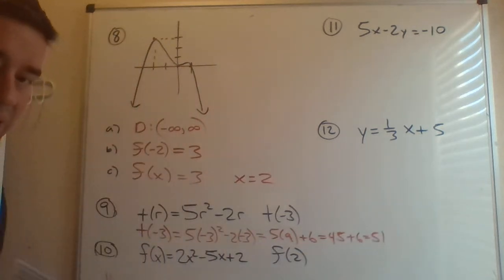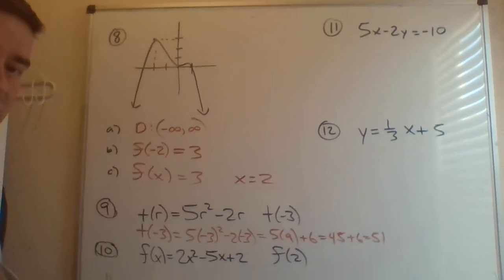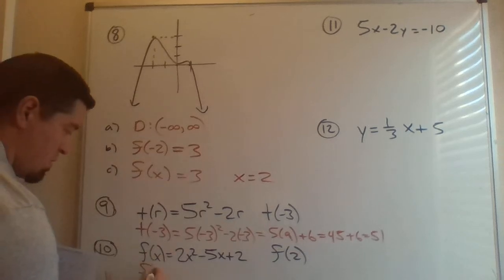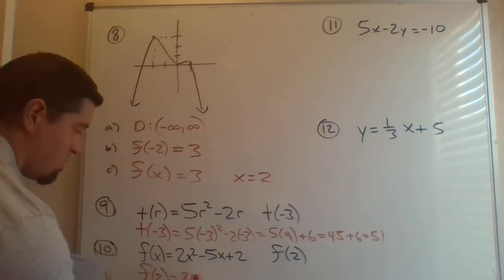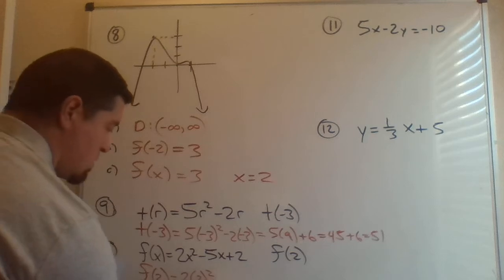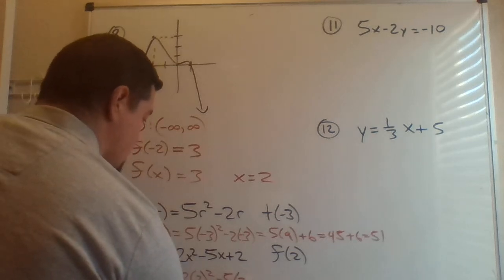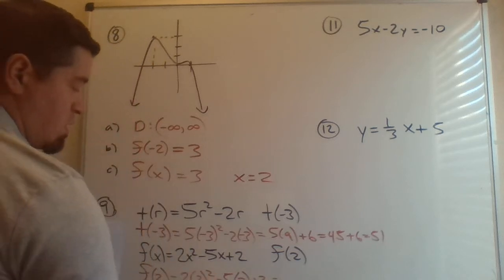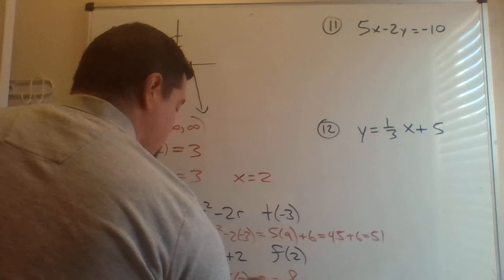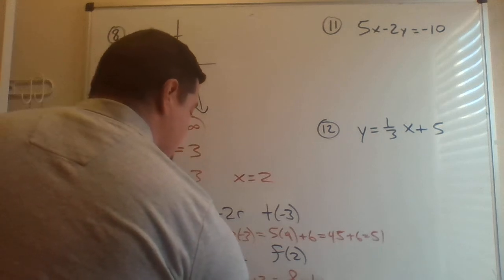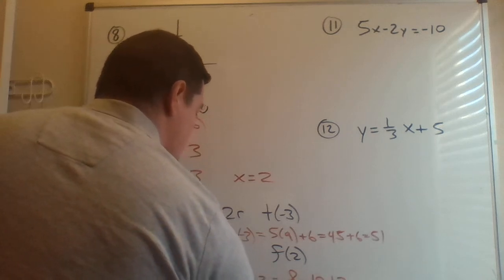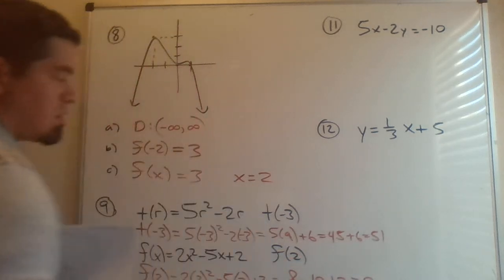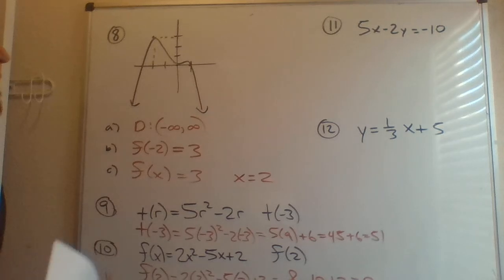Similar thing on 10. We'll be asked to do f of 2. So what does that mean? Substitute 2 for x. So 2 times 2 squared minus 5 times 2 plus 2. 2 squared is 4. 4 times 2 is 8. Minus 5 times 2 is 10, plus 2. 8 plus 2 is 10, minus 10 is 0. So the answer of f of 2 equals 0.